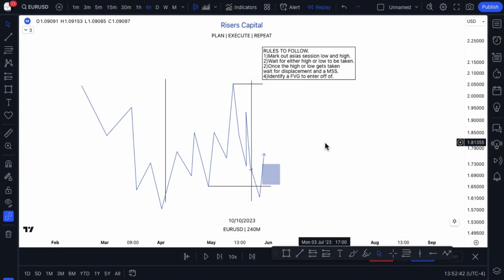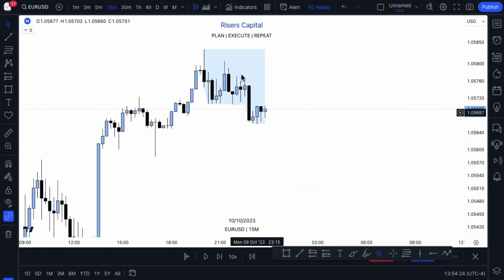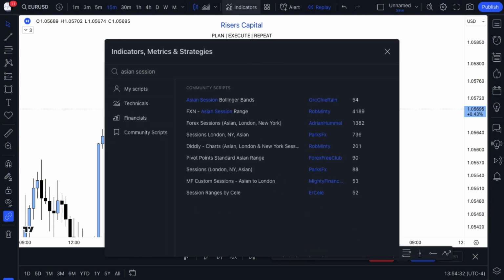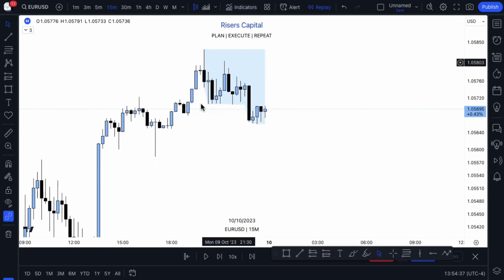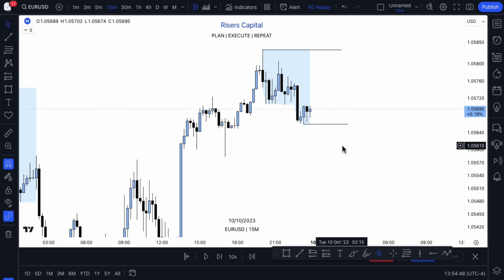Okay, so let's actually go into the charts and show you a trade example that I did take. Okay, so here we have the Asian session range. If you just go into indicators and search Asian session range, any of these will do. You'll just mark out the Asian session range. Now this will just literally help you identify the high and low. And like we said, the rules, you want to wait for either high or low to get taken. So let's just put this forward.